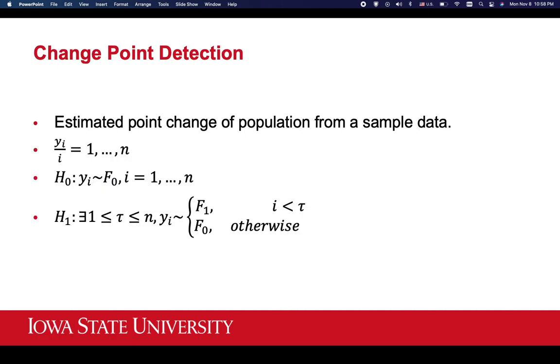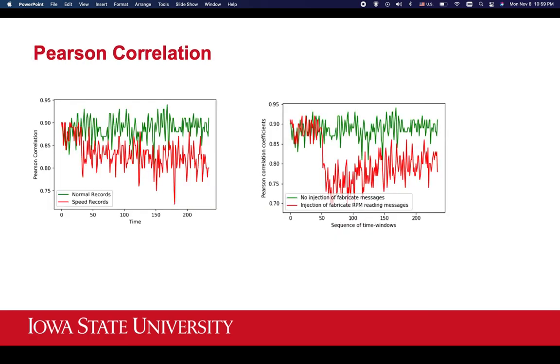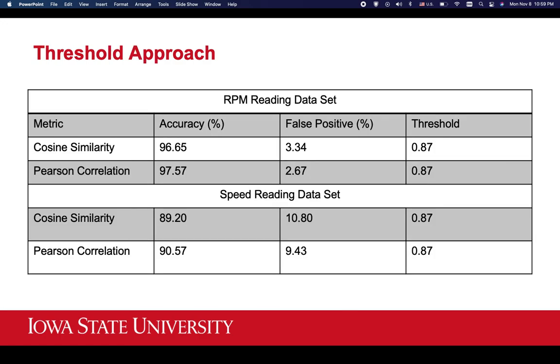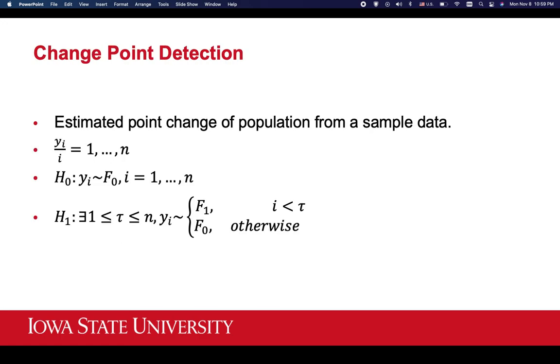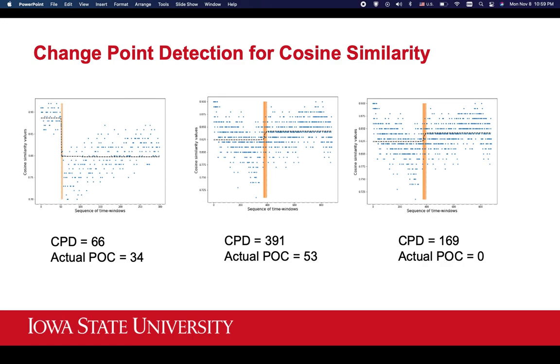Then we use change point detection. The idea here is that we have a series of data indexed by time, and we are trying to predict when the data shifted, that is, the change point. Where did that change point happen, or is there a change point in the data set. The result was that the change point for the RPM was 66, but it was actually 34. For the cosine similarities, and for the speed, it was 39. It was 391 and 169.